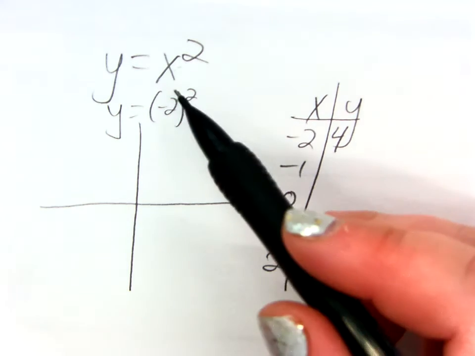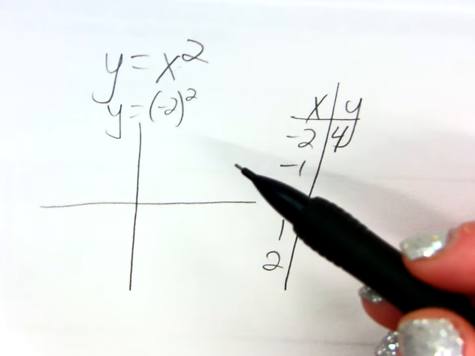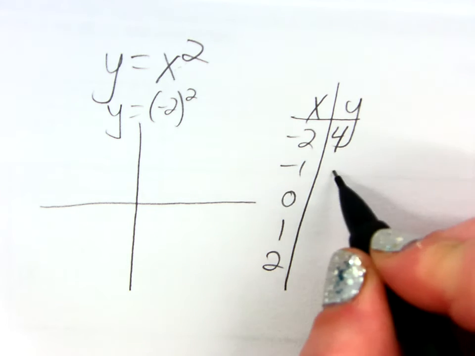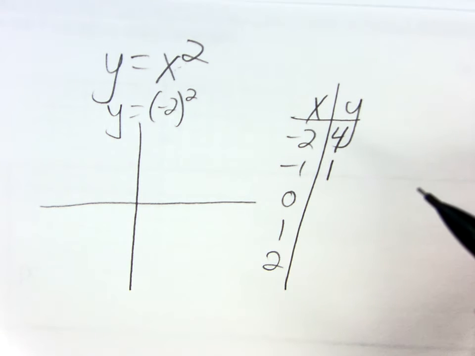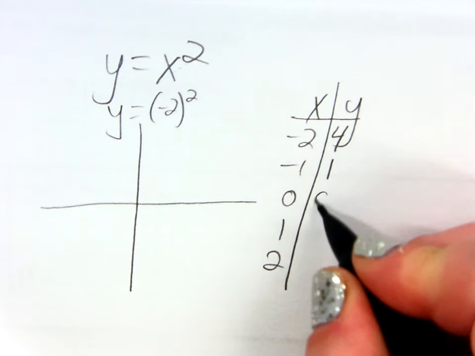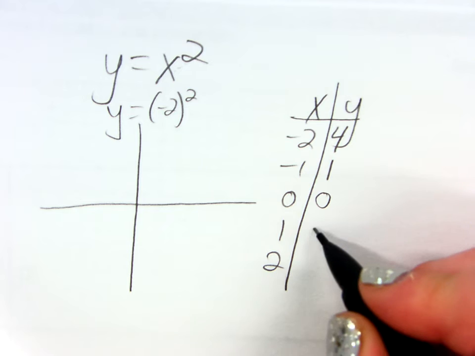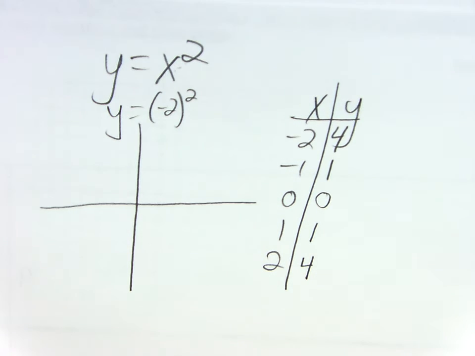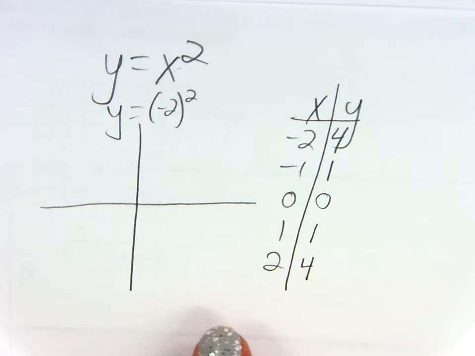If I plug in -1, -1 times -1 gets me positive 1. What about when you plug in 0? What's 0 times 0? 0. Plug in 1. 1 times 1 is 1. And 2 times 2 is 4. So now watch what happens if I plot these points.